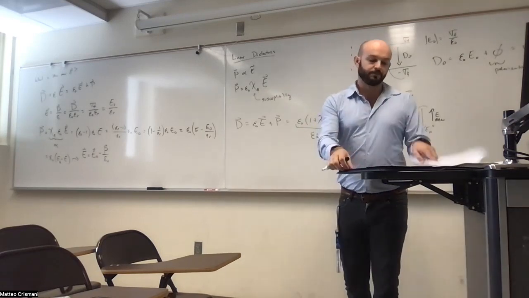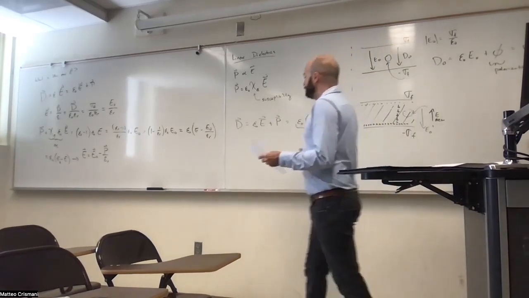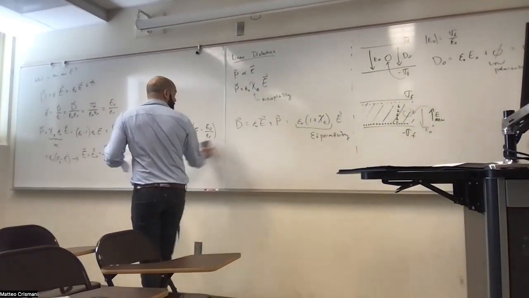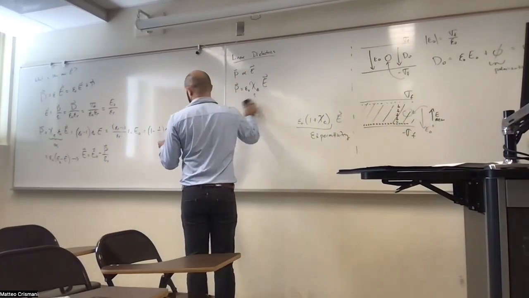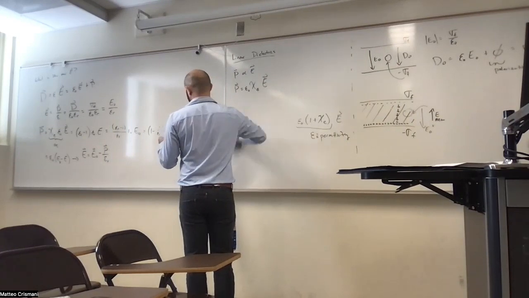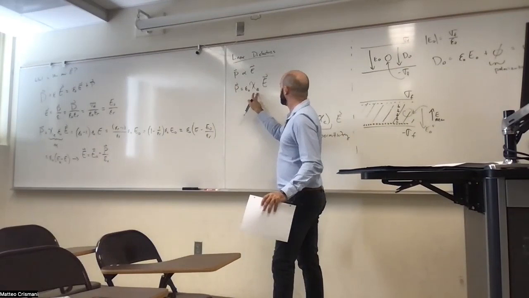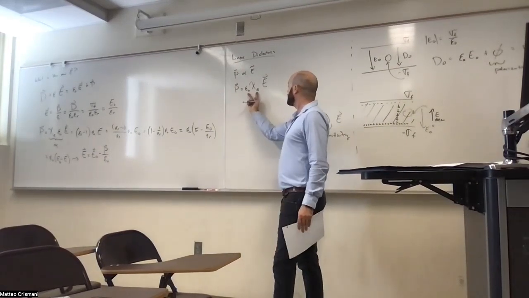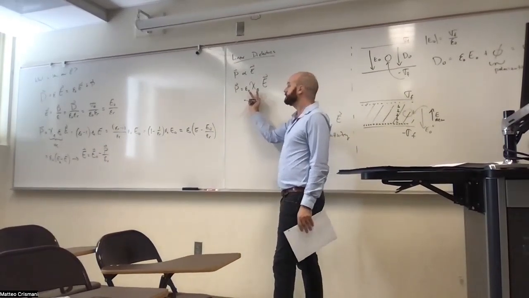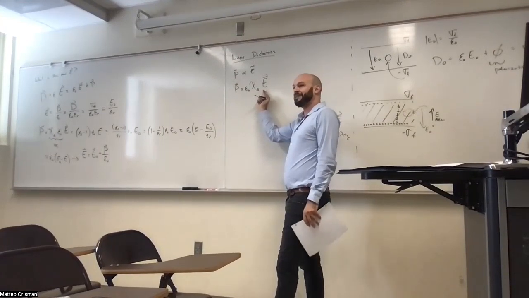I think I've said this. Let's talk about the key points. This piece here, the polarization, multiplying by these two things, which are numbers, is a result of the final E field.